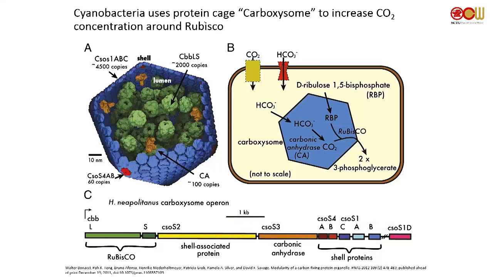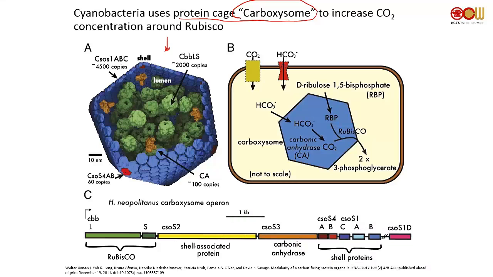It turns out cyanobacteria, what they do is that they can actually produce this protein cage called the carboxysome. Carboxysome, the shape looks like this, okay? The shape looks like that. And in a way, it's kind of similar to a viral capsule, okay? Carboxysome is a little cage made out of proteins, okay? Just like your viral capsid. Viral capsid is a protein cage, right? So it's very similar to that.